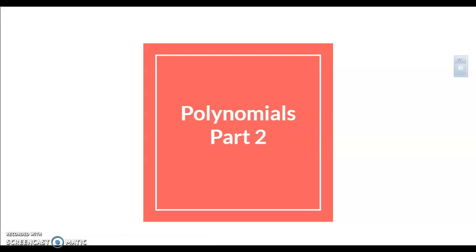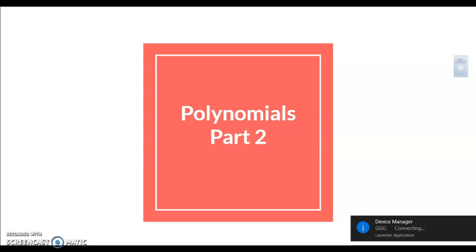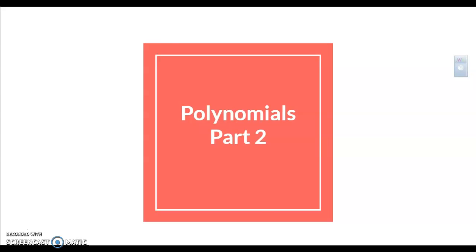This will be Polynomials Part 2. You'll take another quiz grade in this. I'm going to use Gimkit this week, and then next week you'll have a test on polynomials after we go over multiplying. So it'll be on classifying, adding, subtracting, word problems, and multiplying. But just a quiz this week.